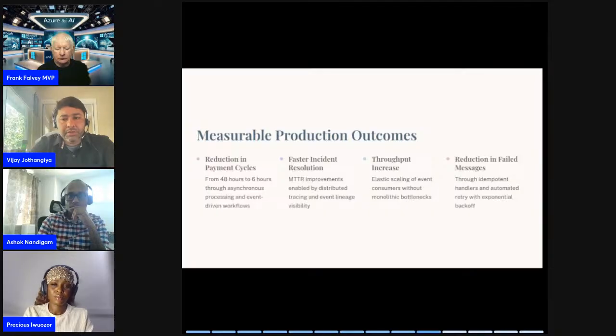Now, let me move to measurable production outcomes. Architecture must produce measurable outcomes. That's a default and expected metrics kind of thing. In production implementation, we observed a reduction in payment cycle from 48 hours to under 6 hours. Faster incident resolution enabled by distributed tracing and data lineage visibility. Elastic throughput scaling without monolith bottlenecks, a very important part as well. Significant reduction in failed message rates through independent handlers and automated retry with exponential backoff. These improvements were not theoretical, they are operational results.